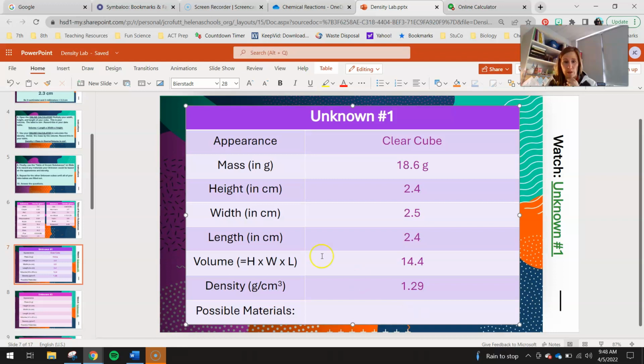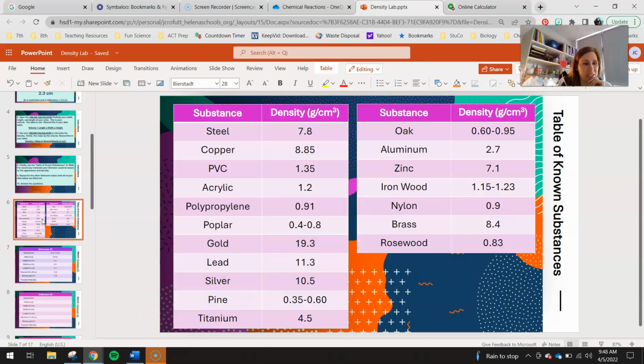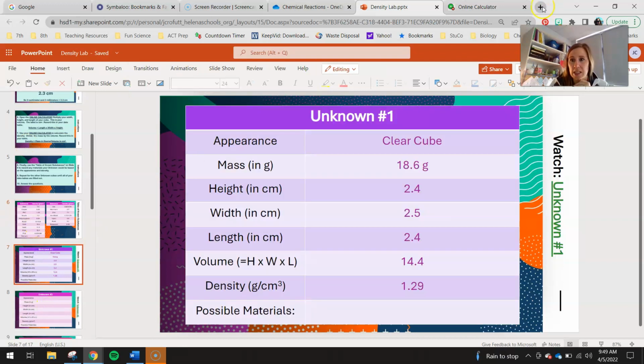And then what we're going to do is look at possible materials. So you'll go back to slide 6, and you will find something that's close to 1.29. Here, acrylic is about 1.2. Really, that's about the closest one to it. So if you don't know what acrylic looks like, it could also be PVC. That's about 0.6, so this is actually closer. So it could either be PVC or acrylic. If you don't know what those look like, I would take a look at them and then use that appearance to narrow it down. So I'd say with just density alone, it could be either PVC or acrylic. Okay, so go ahead, Google PVC, Google acrylic, and then use your appearance to clarify what you think it is. Let's take a look right now.